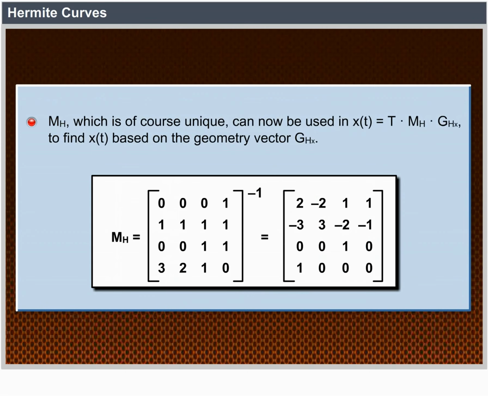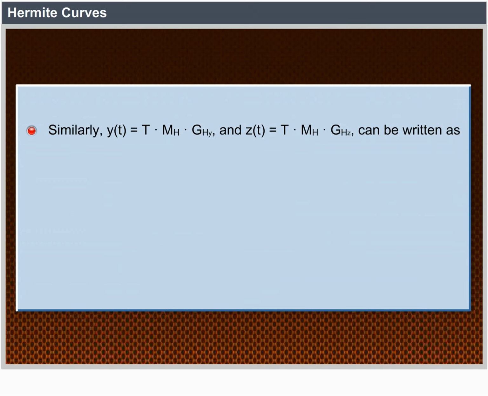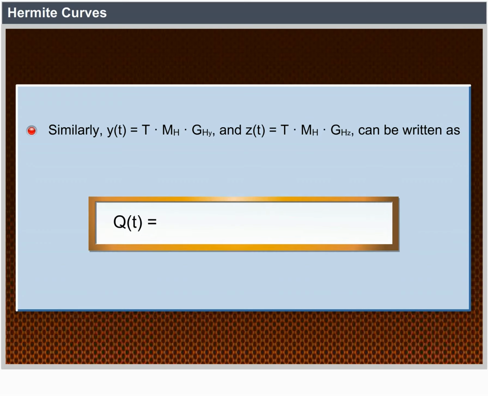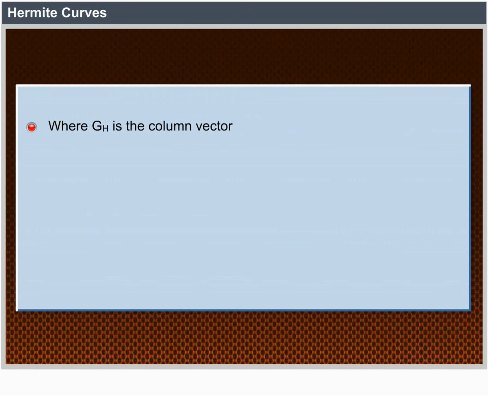MH, which is of course unique, can now be used in x of t equals T times MH times GHx to find x of t based on the geometry vector GHx. Similarly, y of t equals T times MH times GHy, and z of t equals T times MH times GHz. So we can write Q of t equals x of t, y of t, z of t equals T times MH times GH, where GH is a column vector: P1, P4, R1, R4.